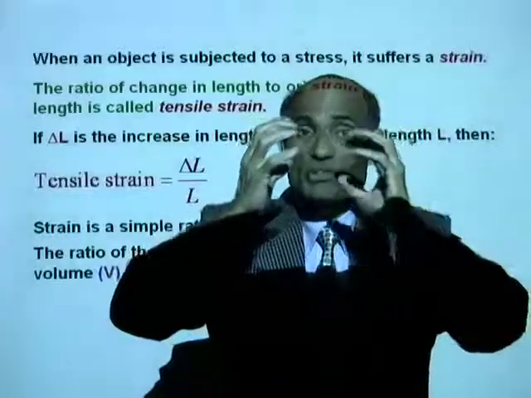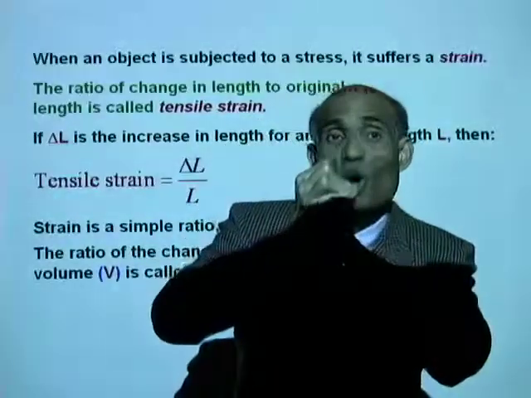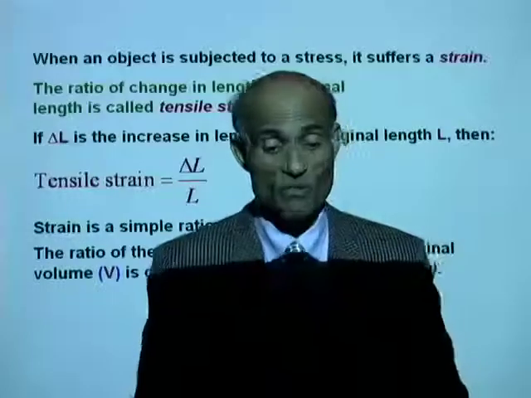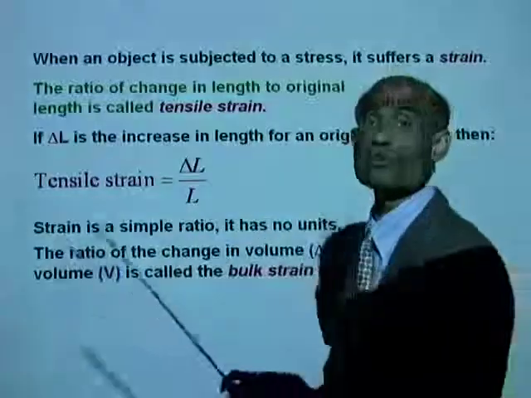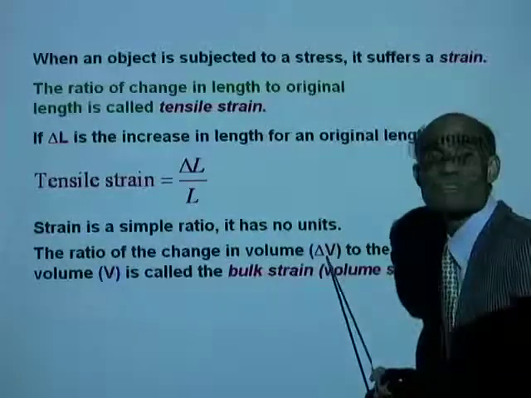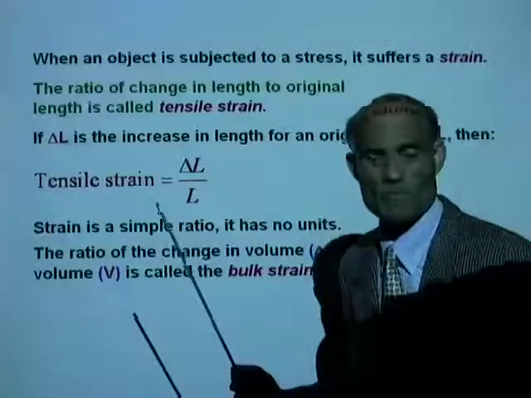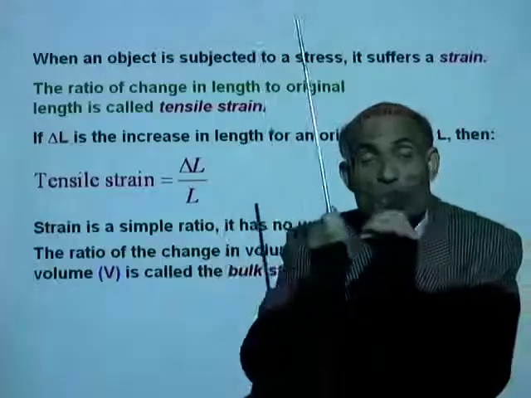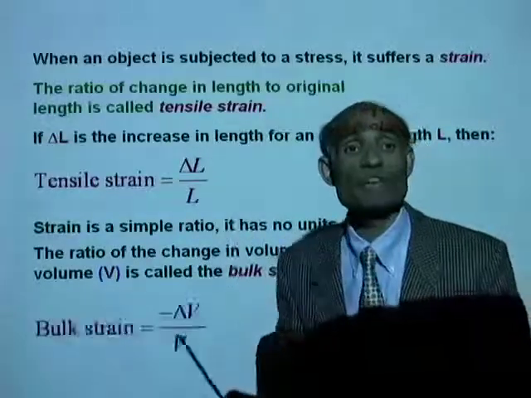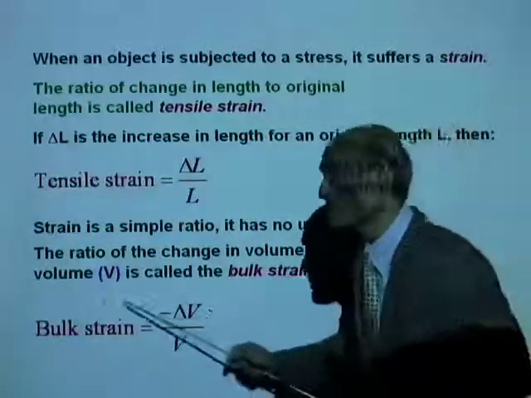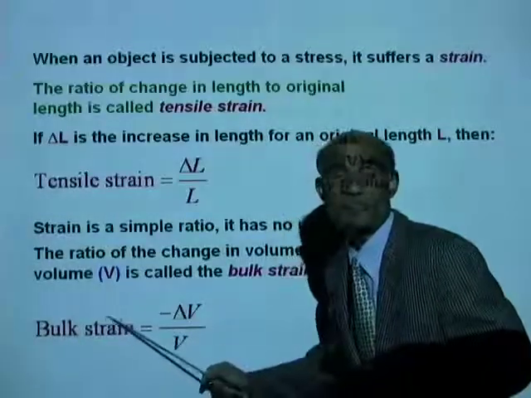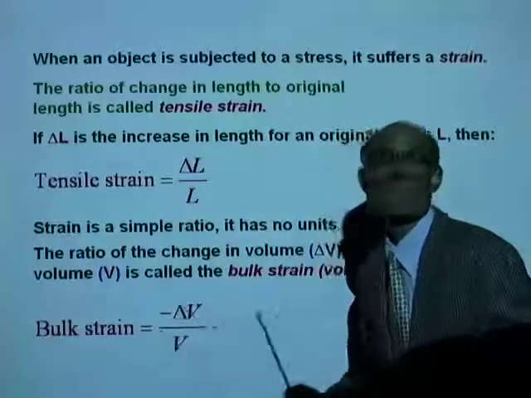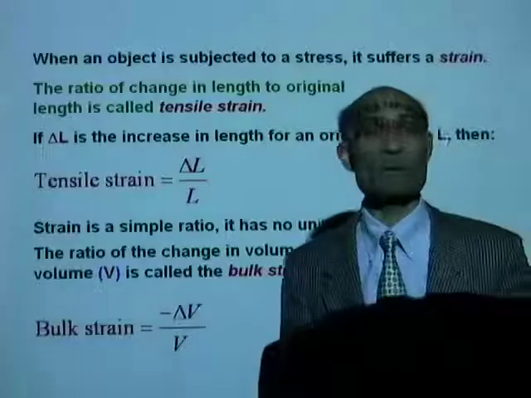And in most cases, because compression causes a decrease in volume, we normally take this delta V as negative. Why is delta V negative? Because the compressional forces generally cause a decrease in volume. So look at this. Bulk strain is negative delta V divided by V.